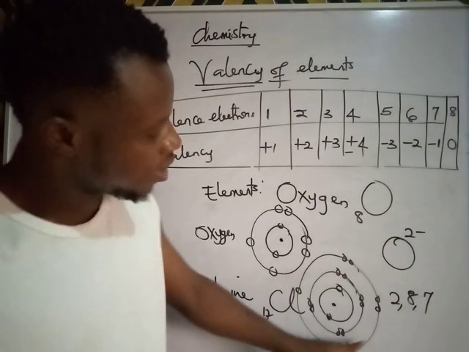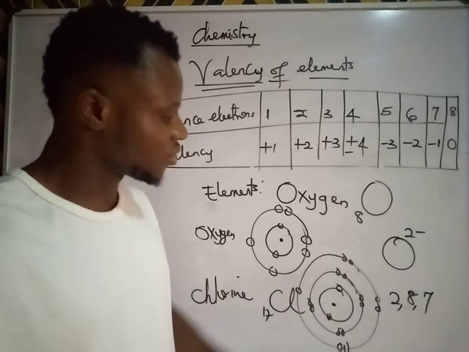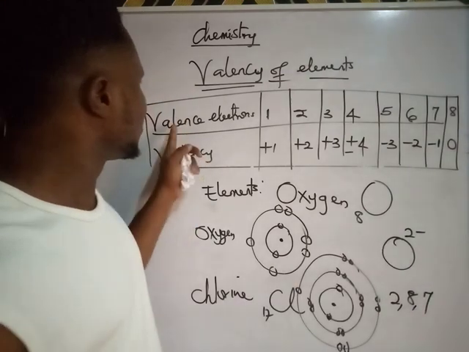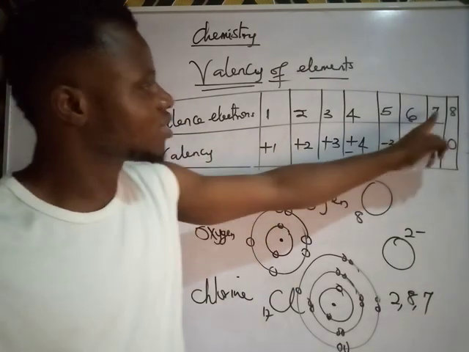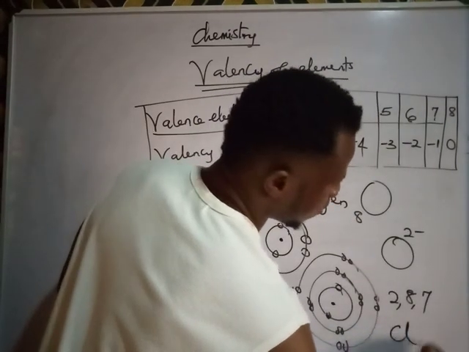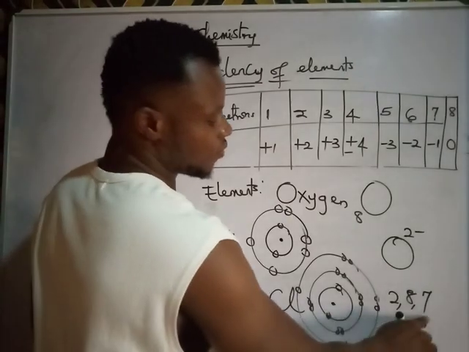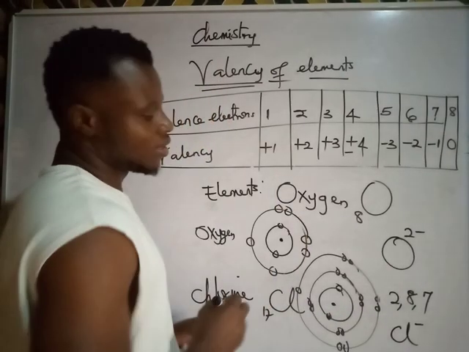So the last shell we have here has how many electrons? 7 electrons. So when the valence electrons is 7, the valency becomes -1. So we can say that chlorine has a valency of -1. Although if I write minus, it means there is 1 there.